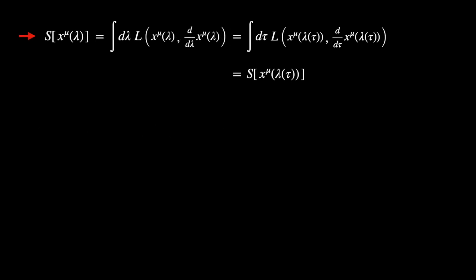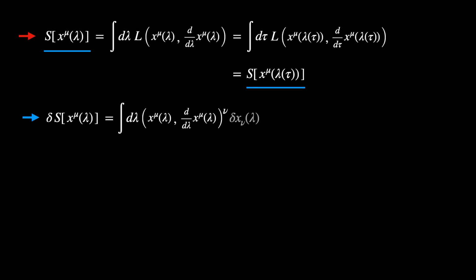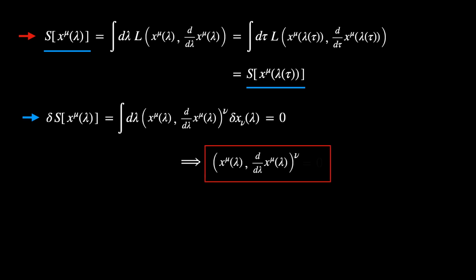This invariance means the action functional of x of lambda is equal to that of the case in which lambda itself is a function of tau. Demanding the arbitrary variation of the first form to be zero, we get this equation of motion, which is a vector equation. This has the solution x of lambda.